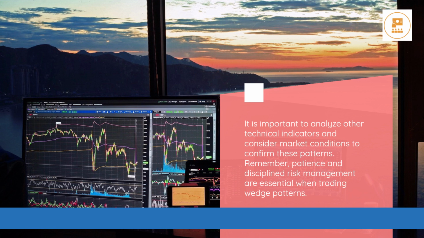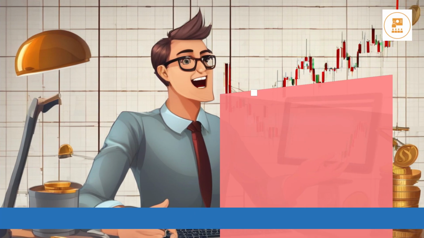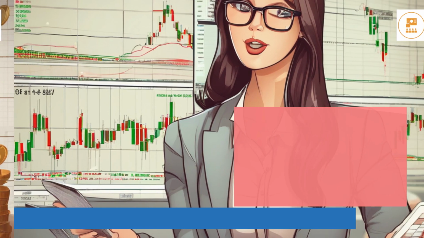Remember, patience and disciplined risk management are essential when trading wedge patterns. By understanding these chart patterns, you can better navigate the market and make informed trading decisions.